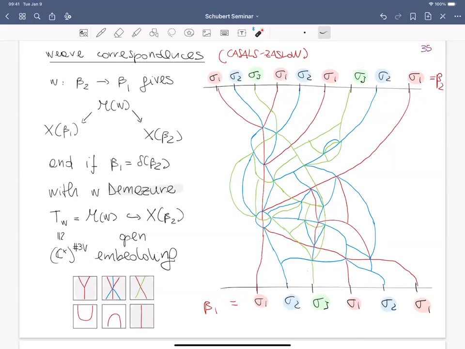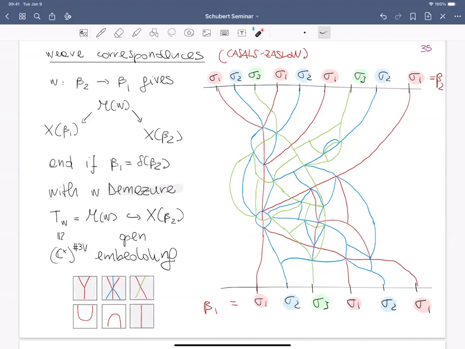And the key fact that I'm not going to explain here in any detail is that whenever you have a weave, just like a braid gave you a variety, whenever you have a weave, there is a way to write down a correspondence between the varieties at the bottom and at the top. I'm denoting the correspondence of varieties like this.